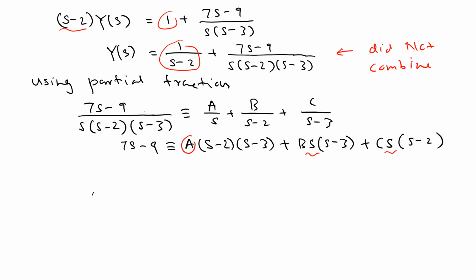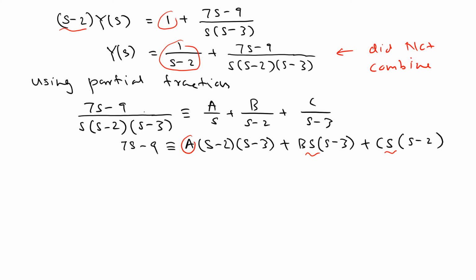The same argument if you want to find B: look at the other two terms, see what is common. So s minus 2 is common, that means you plug in s equals 2 to get B. And if you want to find C, look at the other two terms, you can see s minus 3 is common, so you plug in s equals 3 to get C. So that's it, very simple. So let's do that now.